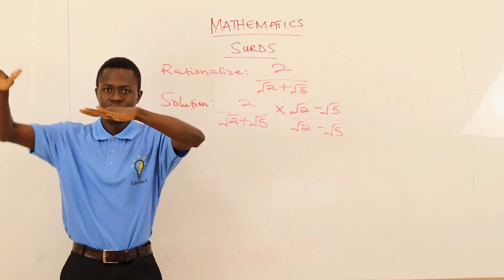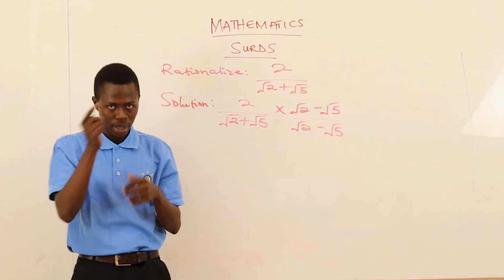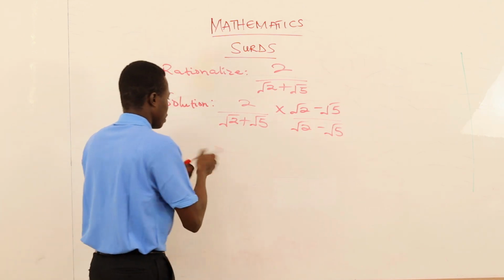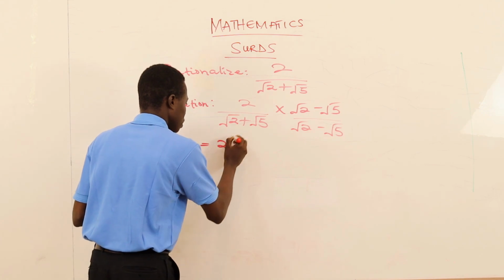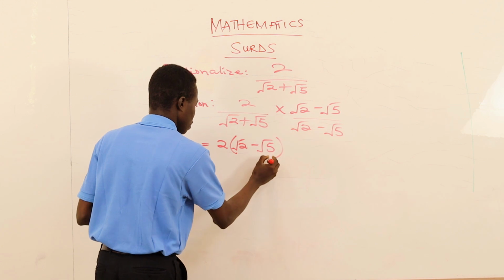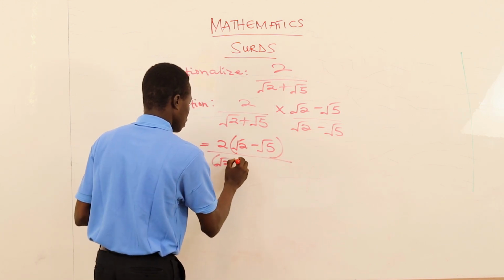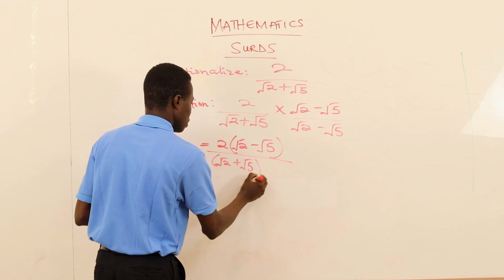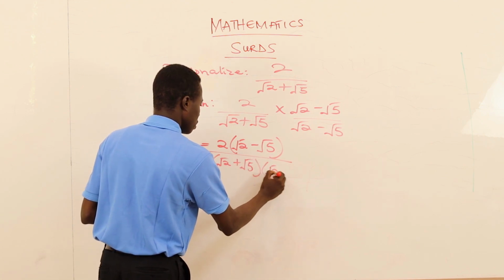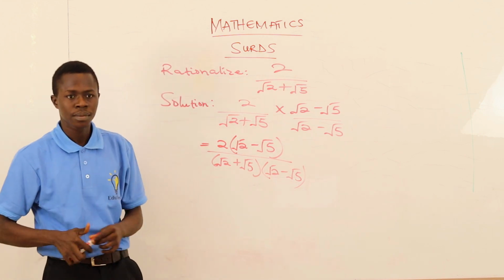Now, what next? We multiply, isn't it? Yes. So we multiply the expression on the numerator side and we multiply the expression on the denominator side. So we are going to end up having 2 multiplying the expression square root of 2 minus square root of 5. And then with the denominator, we have square root of 2 plus square root of 5 multiplying the expression square root of 2 minus square root of 5.